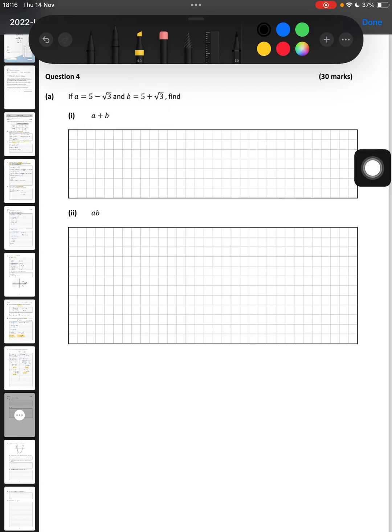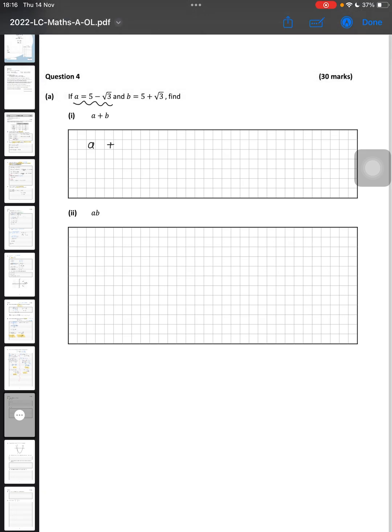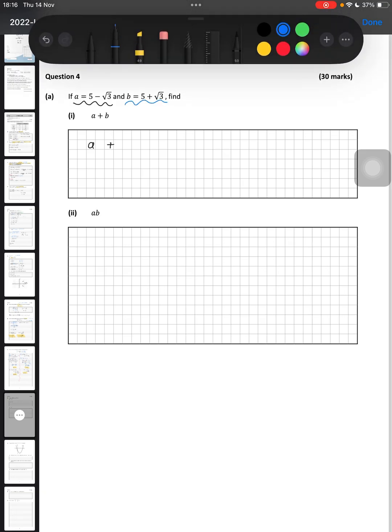Okay, the question literally asks for A plus B. So there's what A is, plus what B is, which is right here. Okay, so you literally need to sub those in. So it's 5 minus the square root of 3, sorry, plus, I said minus there, 5 plus the square root of 3.